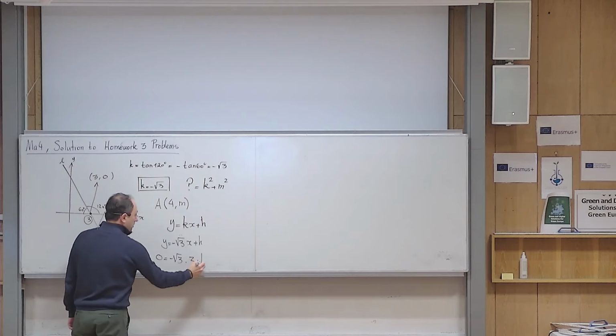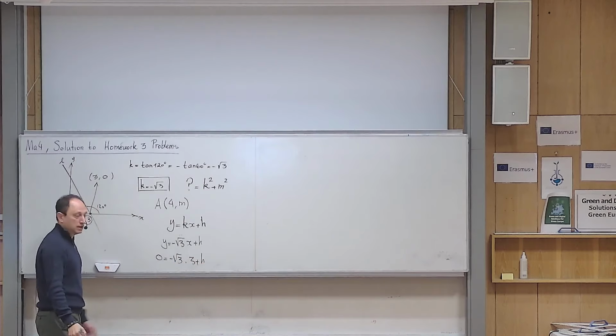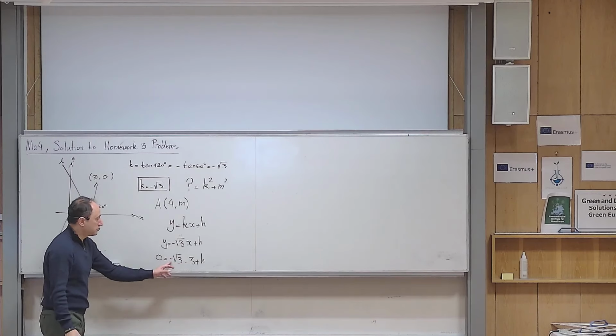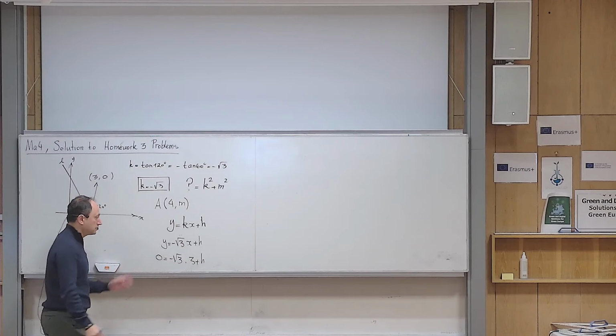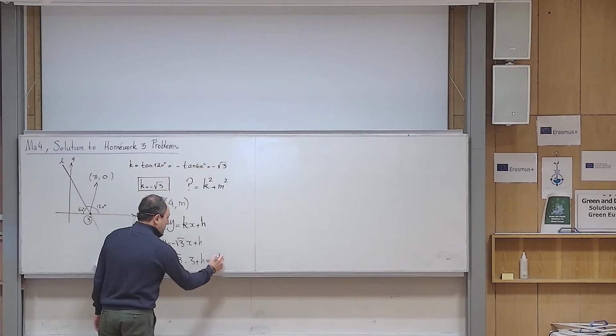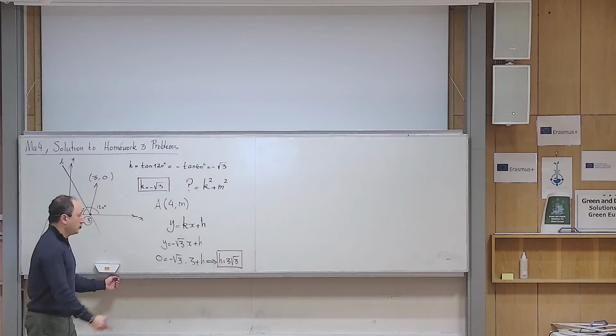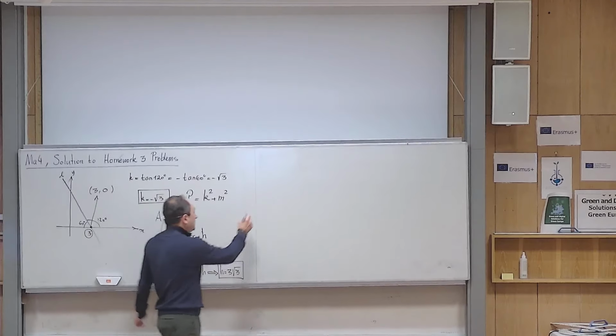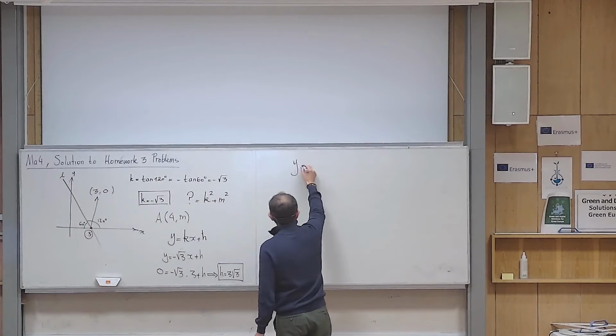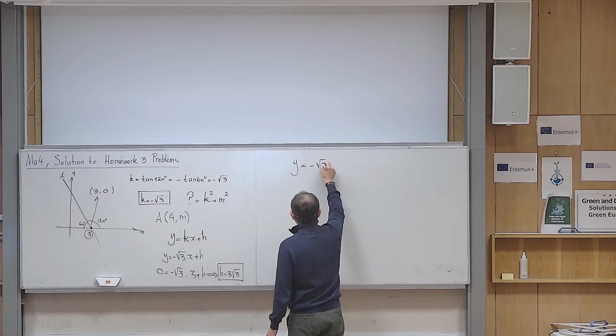And the missing part, h, is found now. Because this number is just simply minus 3 square root of 3, I move it to the other side, so I found the h. So h is positive 3 square root of 3. When I know h, I put it back in my equation. So now my equation is completely known to me.